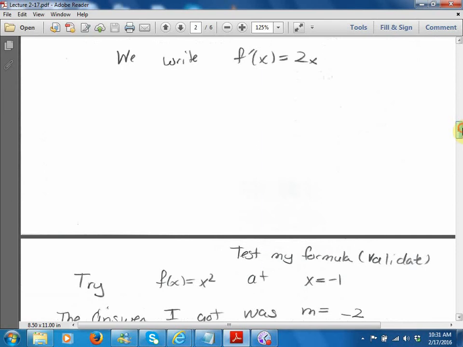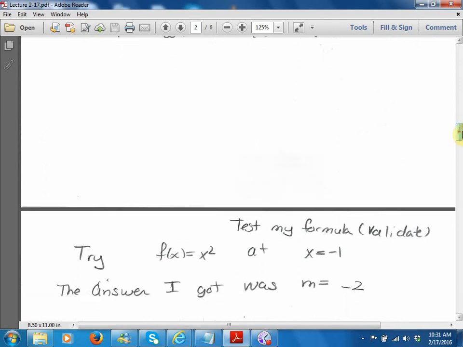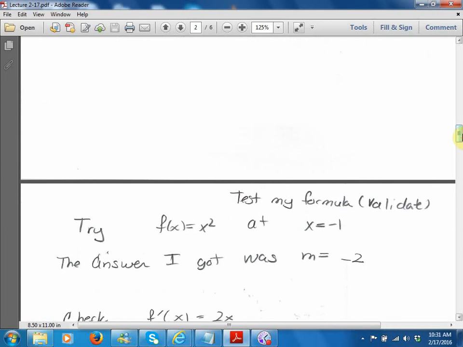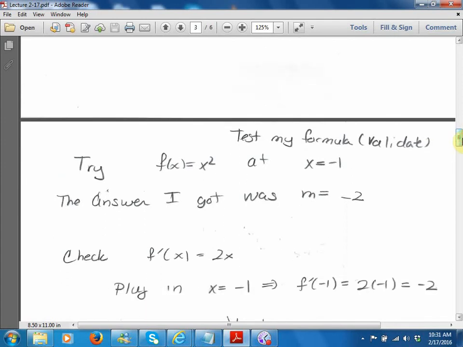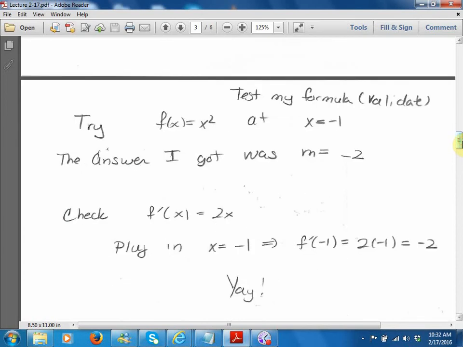So how do we test? In medicine, I have to test everything because no one believes me. I say something and they don't believe me, so I have to show them with data that it works. So let's test it. I already did the work for x equals -1 by working out all the details. The answer I got was slope is equal to -2. What if I take that formula, 2x, and I plug in x equals -1 into it? I get -2. Validates, so it worked.